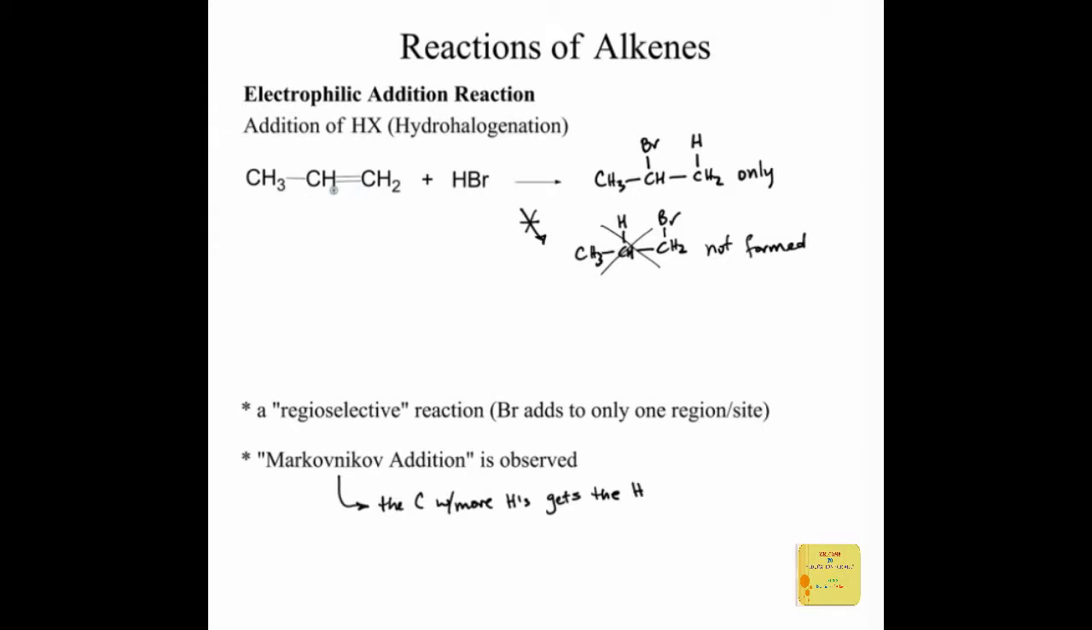The carbon with more hydrogens initially gets the hydrogen in the electrophilic addition. So we go back to our alkene. We see this carbon has just one hydrogen. The end carbon has two hydrogens. And so the hydrogen goes to the carbon with more hydrogens. And that's exactly what's observed.